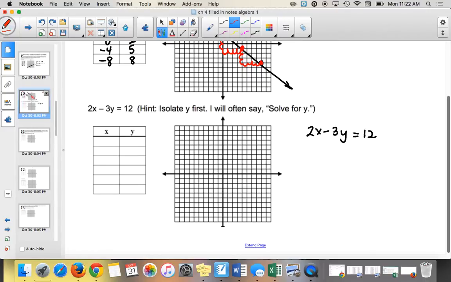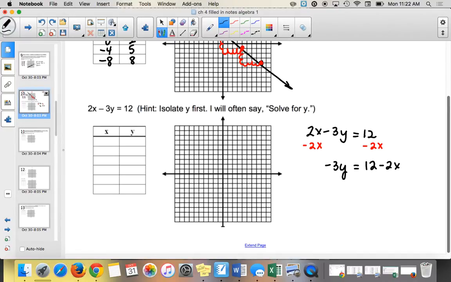Any ideas? You could add 3y, but I'm trying to get it by itself, so let's get rid of the thing next to it. Let's get rid of this 2x. So subtract the 2x over. Now, can I combine these two things? 12 minus 2x? No, those are not like terms, right? We've talked about that. So we have to leave them separate. There are no like terms. So it's 12 minus 2x, and I have my negative 3y.